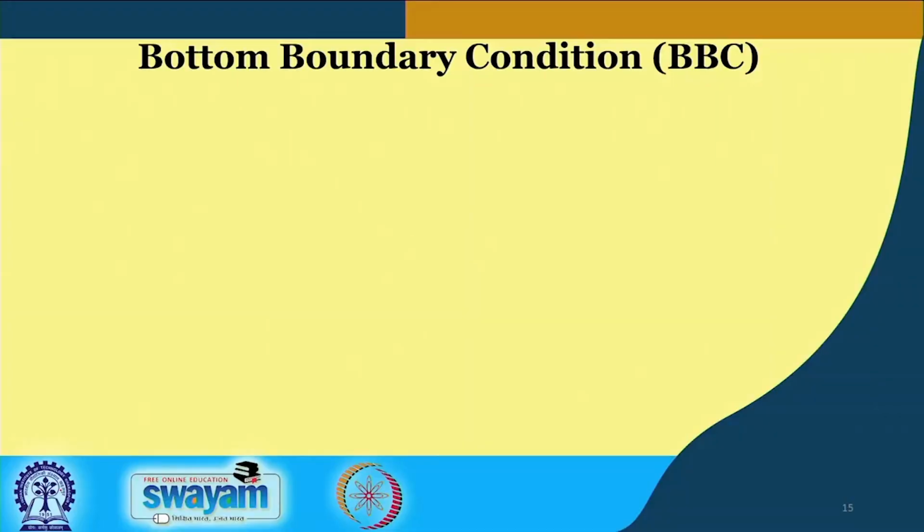Welcome back, students. In the last lecture we studied the boundary conditions in general, and we saw what the kinematic boundary condition means. We derived an equation of the general surface and the kinematic boundary condition related to that surface. In this lecture we proceed forward with the bottom boundary conditions, also called BBC.